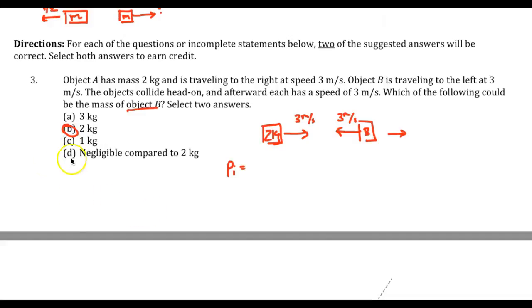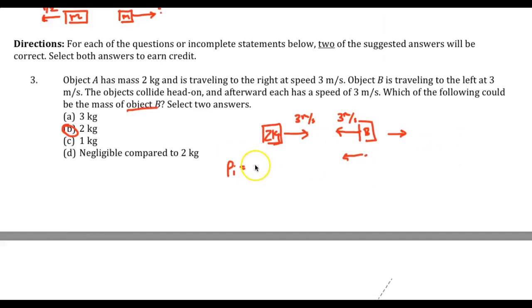Now let's skip down to D, negligible compared to the 2 kilograms. So let's say we have some tiny little dust fleck. Let's say B is just some little piece of dust that's moving this way at 3 meters per second. If it hits this box here that's moving to the right at 3, it's basically not going to affect this very much at all, right? It's not going to affect the 2 kilogram box at all. In fact, it says it's negligible compared to that. So it doesn't have very much momentum at all.